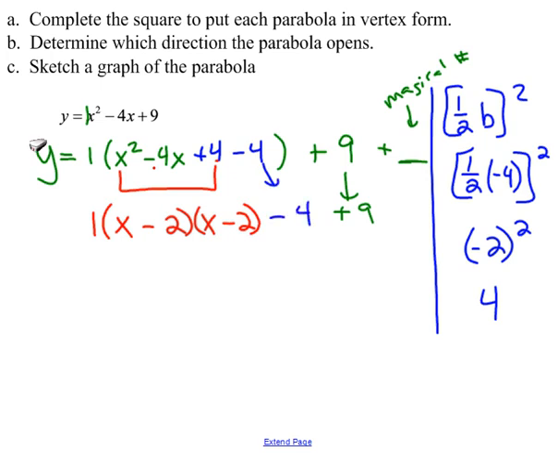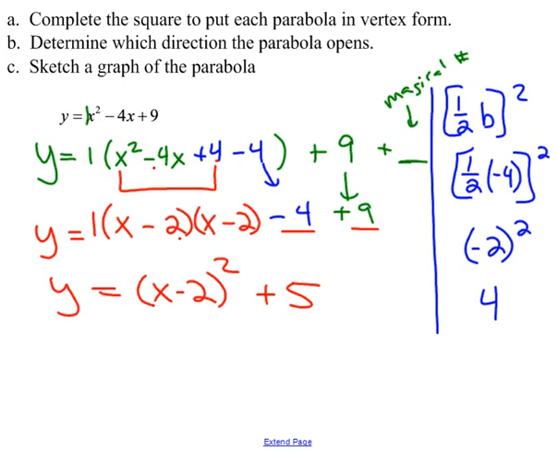Well, the idea of completing the square is to create a perfect square. So x minus 2 times x minus 2 we can really write as (x minus 2) quantity squared. And then we get to combine our like terms and we end up with plus 5. All right, so we have completed A. Now it asks us to determine, is it opening up or down? So we look at the a value. The a value here is 1, positive, so therefore it's going to open up because it's y equals. We know y equals means opens up or down. Positive a value means it's going to open up.